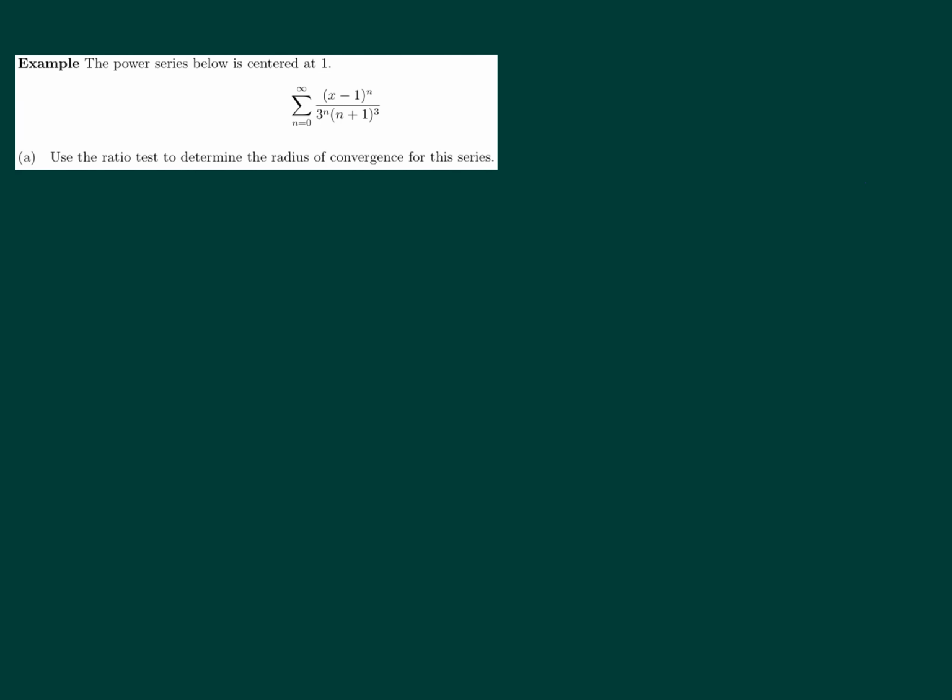Okay, so here's the first example. Sum n equals 0 to infinity, (x minus 1) to the n, over 3 to the n times (n plus 1) cubed. And we're asked to use the ratio test to determine the radius of convergence for this series. So firstly, I want to recall the ratio test.